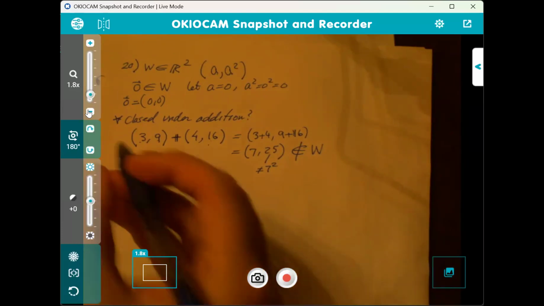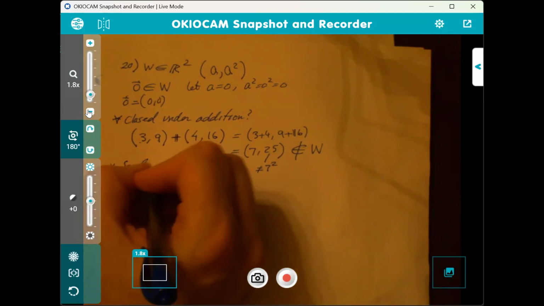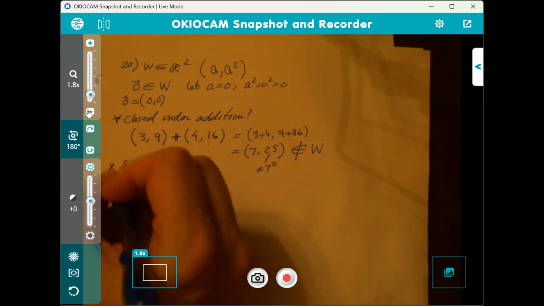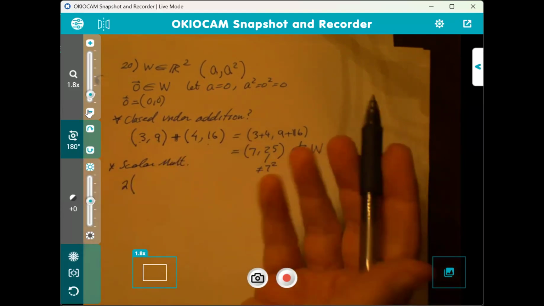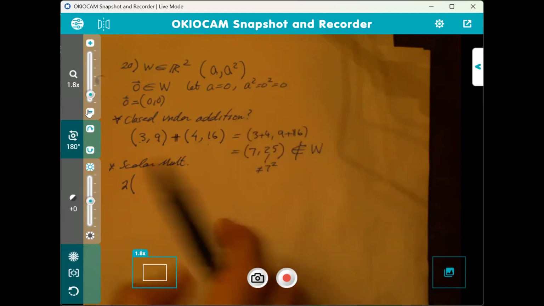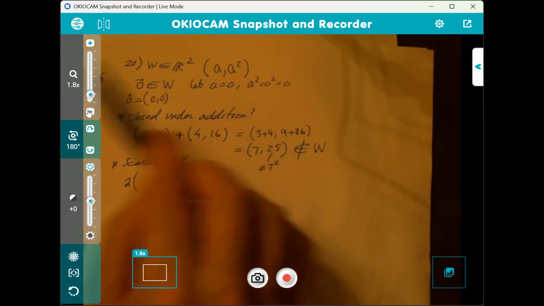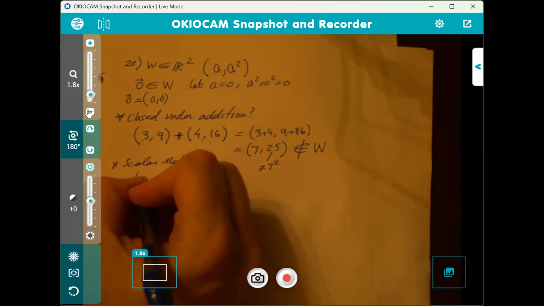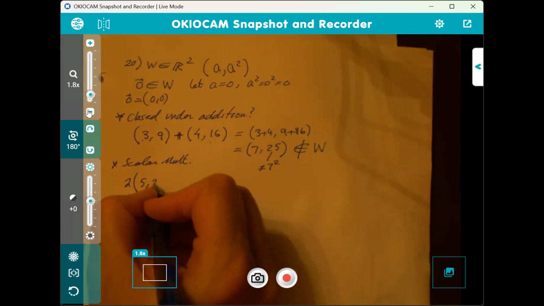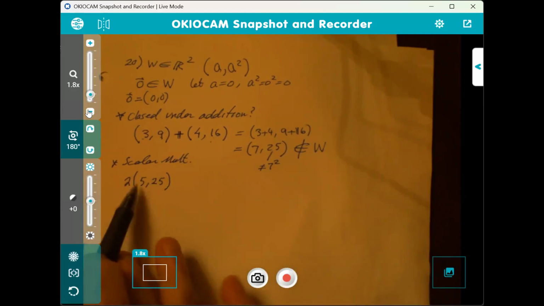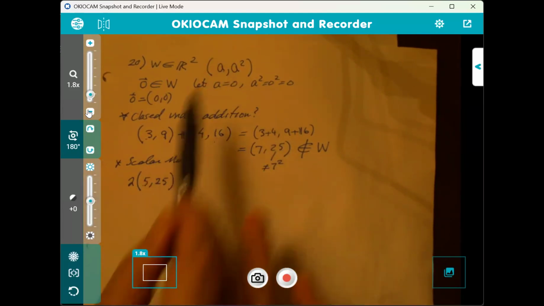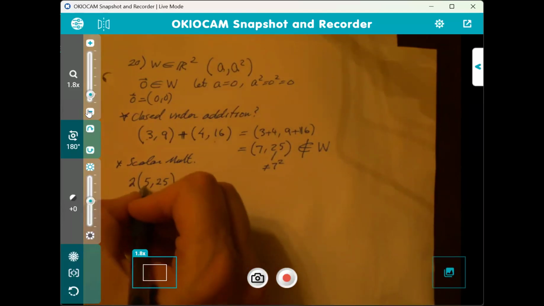And same thing with scalar multiplication. Let's look at scalar multiplication. Let's say I want to do 2 times a vector that's in this subset. Anyone care to call out a vector? We do (5, 25). Thank you. 5, and the second one has to be 25. So (5, 10), we couldn't choose that vector. It's not available to us. We have to choose from what's available. So let's do 2 times (5, 25).